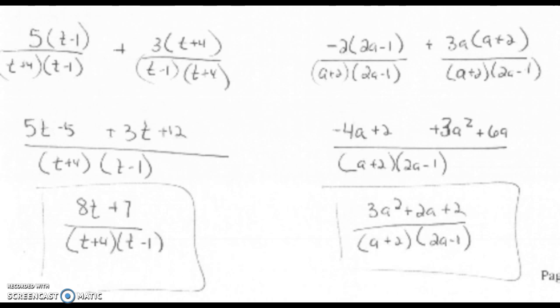So in quick check A, we've got 8t plus 7 over t plus 4 times the quantity t minus 1. And again, leave those in their parentheses. Do not worry about foiling that. In the second one, we've got 3a squared plus 2a plus 2 over a plus 2 times 2a minus 1. And again, there was no way to factor that numerator. It's what we, I guess, call prime. And so therefore, we're kind of done with that problem.